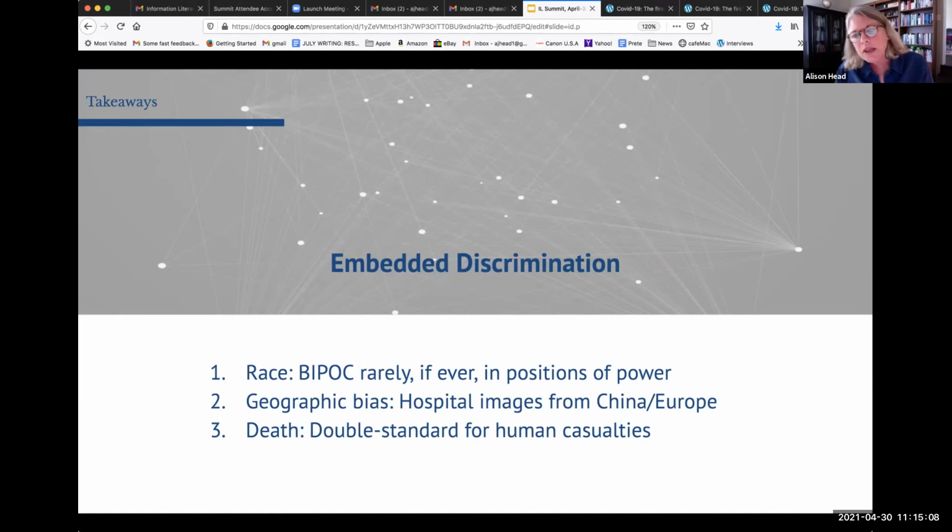So the takeaways from this second report, the visual messaging report, really do speak to the critical literacy lessons we were hoping to provide through the OER.